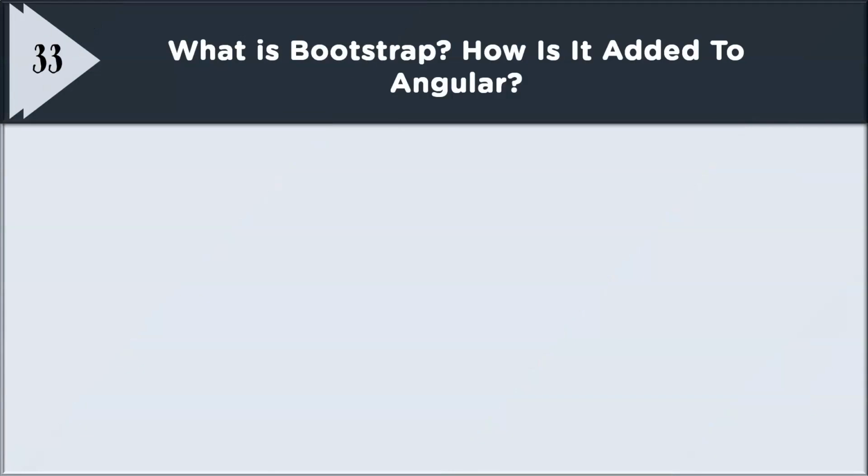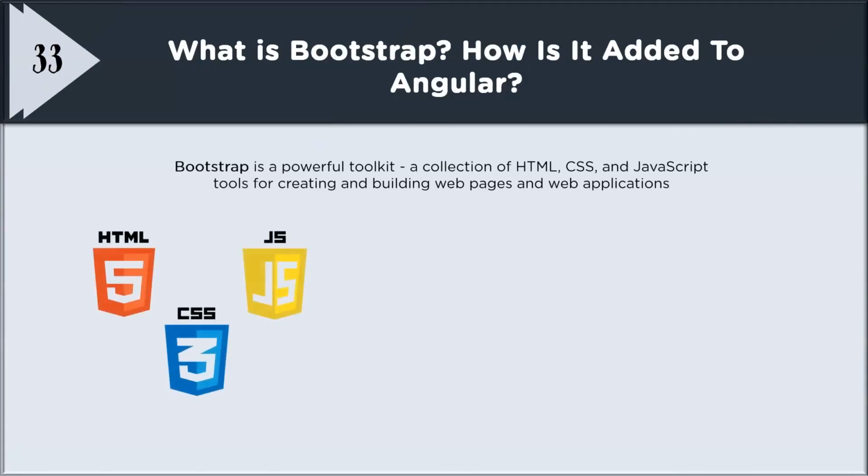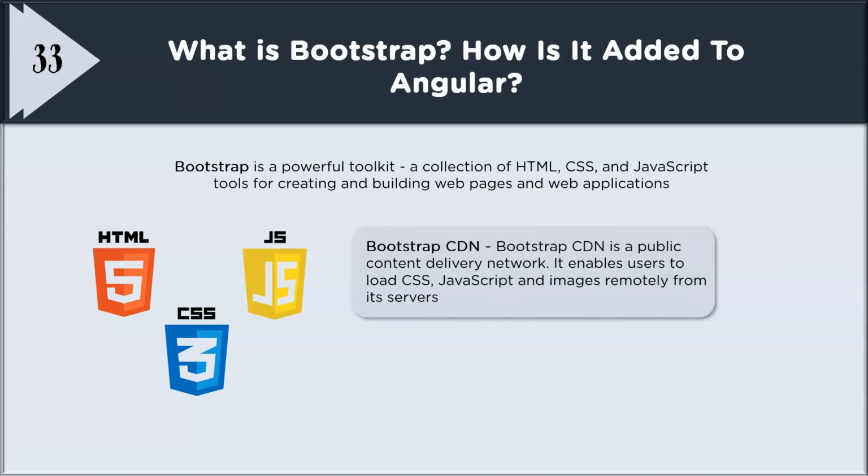Moving on, what is Bootstrap? How is it added to Angular? Now, Bootstrap is a powerful toolkit. It is a collection of basic HTML, CSS, and JavaScript tools for creating and building responsive web applications. There are two ways to embed Bootstrap libraries. First up is using the Bootstrap CDN, which is the Content Delivery Network. Now, this enables users to load the CSS and JavaScript files remotely from its servers.